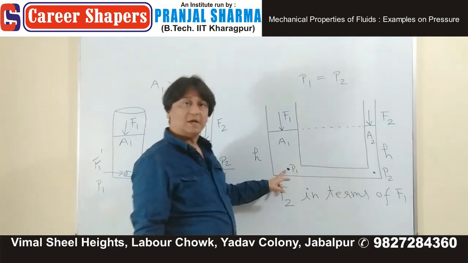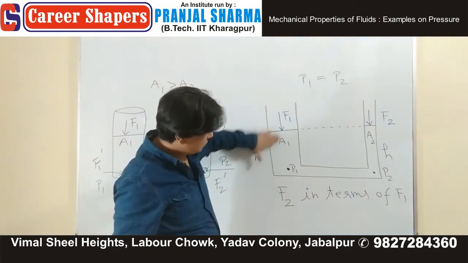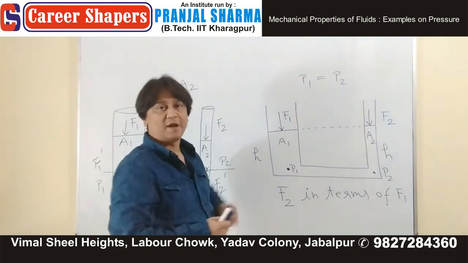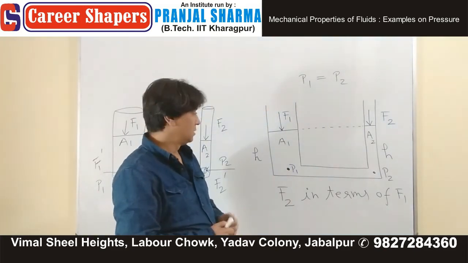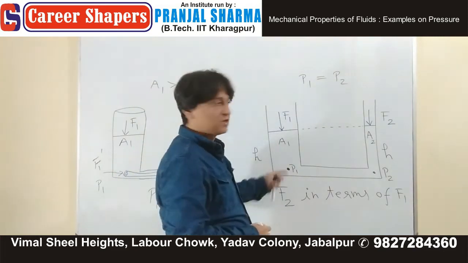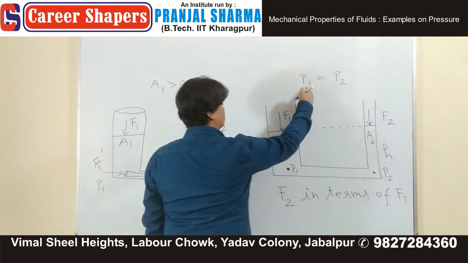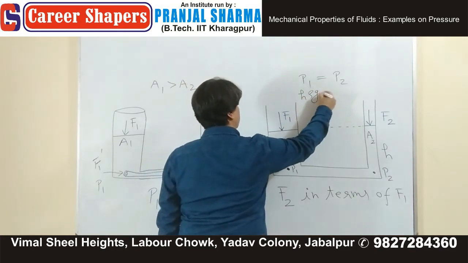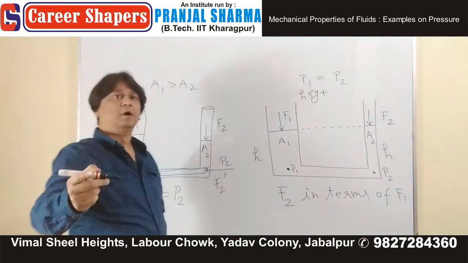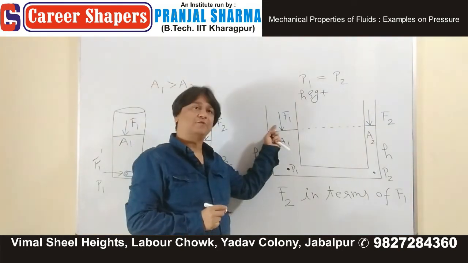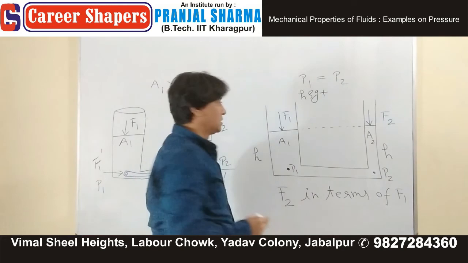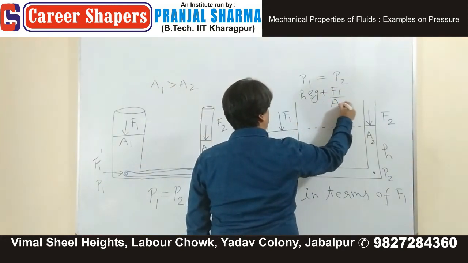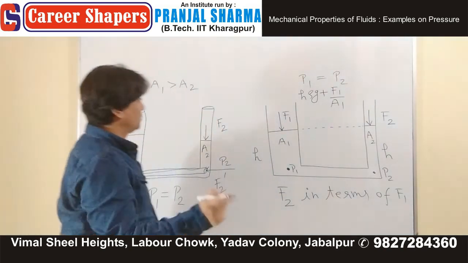This P1 is what? Force of this plus this divided by the cross-sectional area. So what is P1 at this place? H rho G plus pressure due to F1. What is that? F1 upon A1. कुछ इस तरह की चीज.